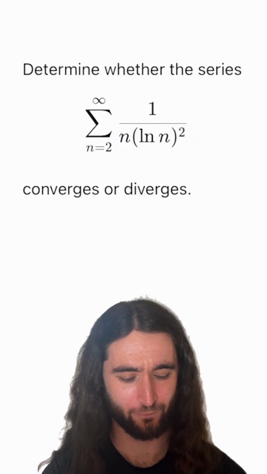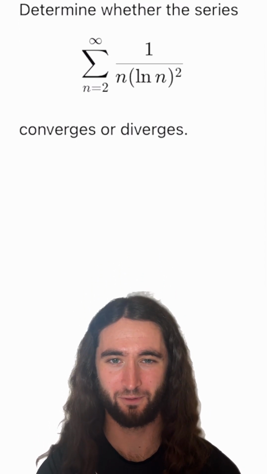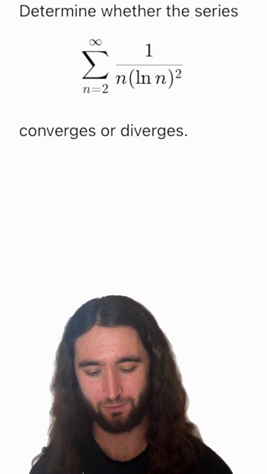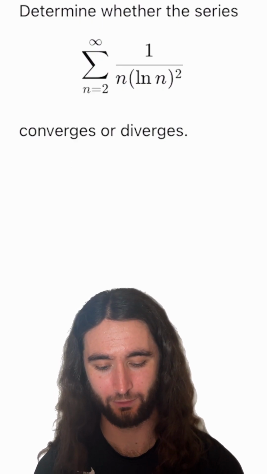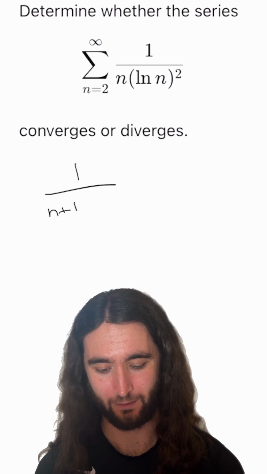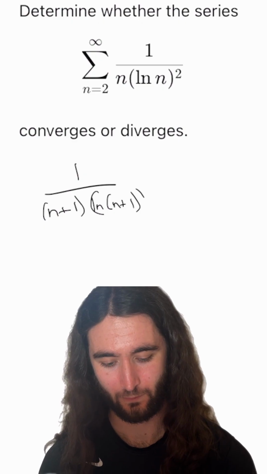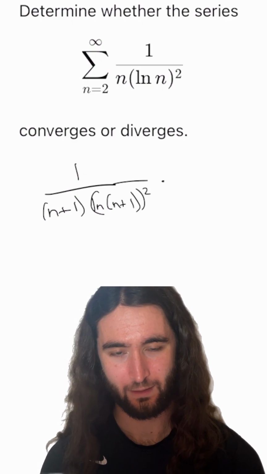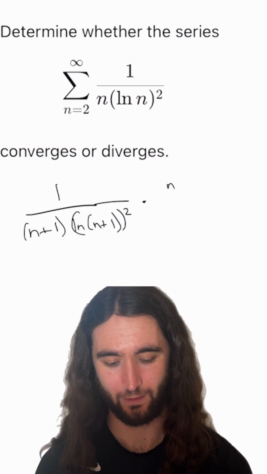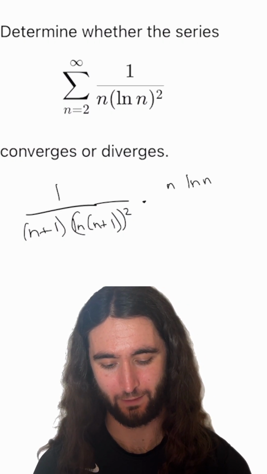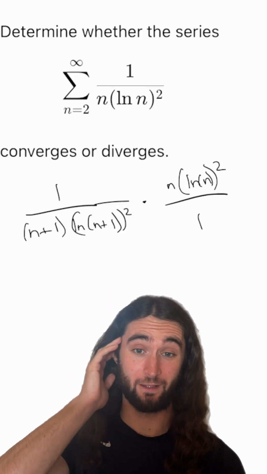So the first thing that I thought to try was the ratio test. Let's try going through that. The ratio test says you take this term. Well, first you plug in n plus 1, so you plug in n plus 1 squared like that. And then you multiply by the reciprocal of the original, so n times ln of n squared. And then you try and simplify that.